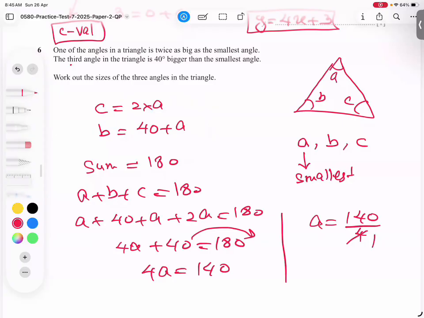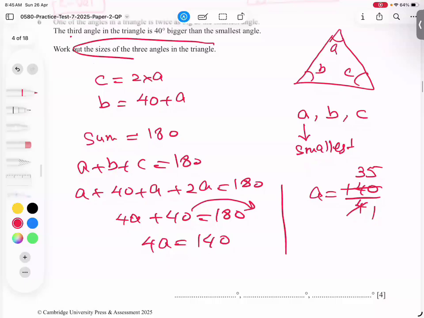Table of 4: 4 ones are 4, 4 threes are 12, 2 left and 5, so 35. He is asking to find all 3 angles. So the first, smallest angle is 35. I'm writing it here. And the second angle is what? 40 more. If I add 40, I get 75. And the last one is naturally double of that, which is 70.